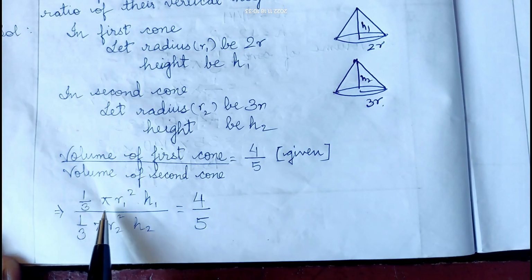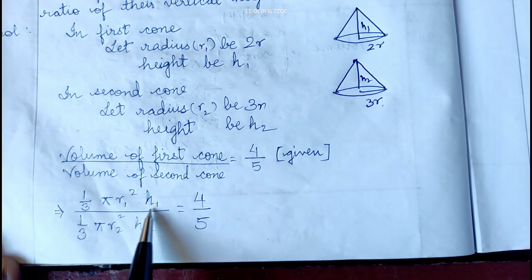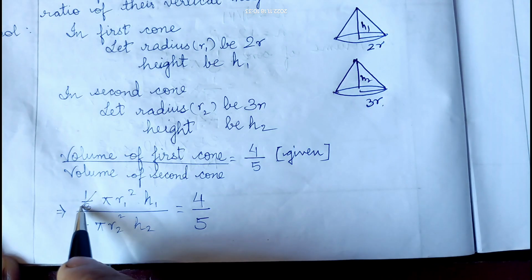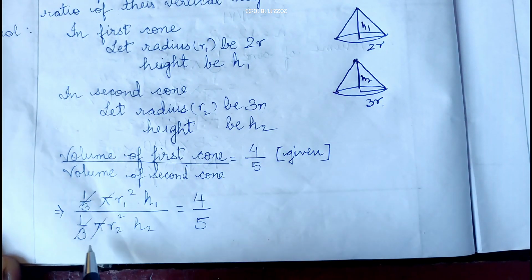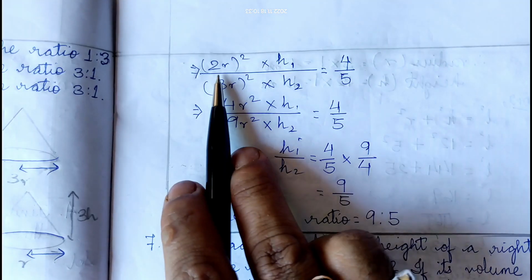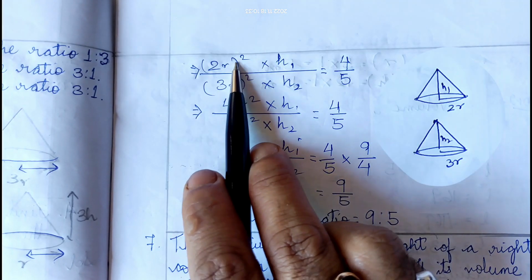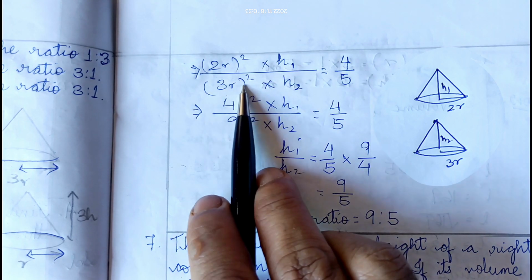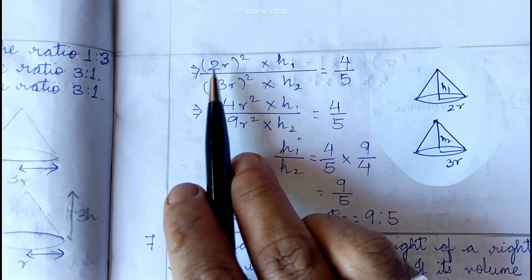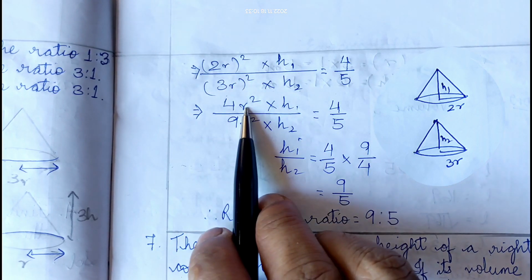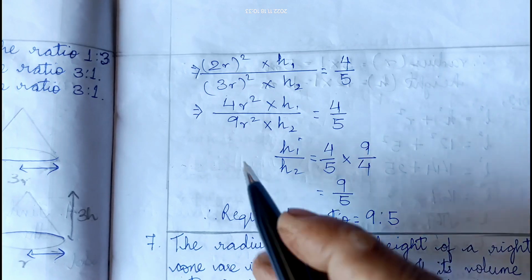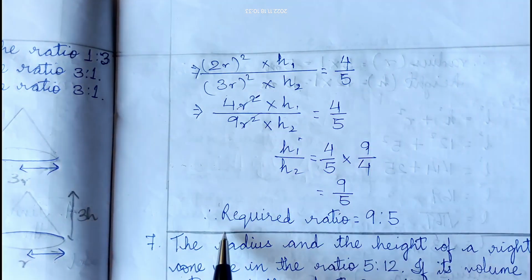So (1/3)πr1²h1 divided by (1/3)πr2²h2 is 4 by 5. 1/3 π can be cancelled. Now instead of r1, we can write (2r)² into h1. Instead of r2, we can write 3r² into h2 is 4 by 5. 2 square is 4, so 4r² into h1 by 9r² into h2 is 4 by 5. This r² can be cancelled.